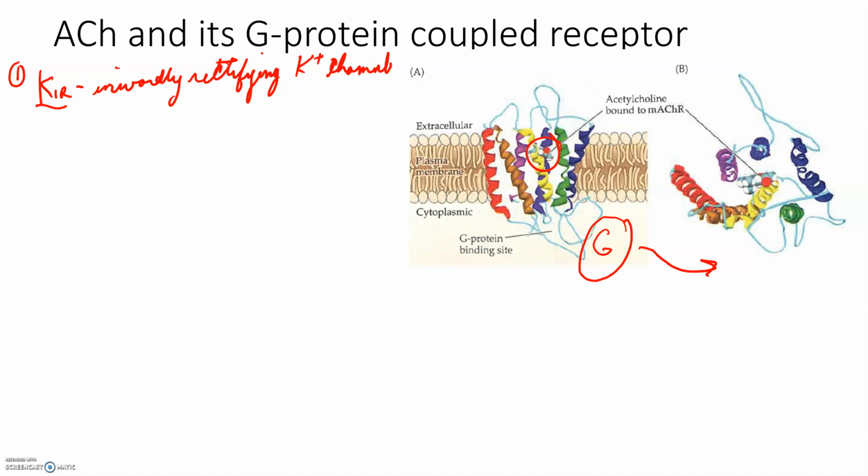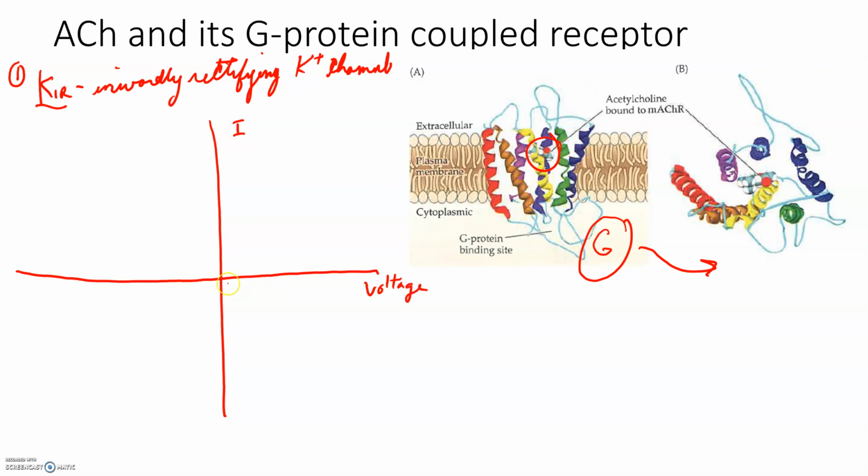I think the best way to do this would be to draw the relationship between current and voltage. So on this axis, I'll have my current represented with the letter I. And on this axis, I'll have my voltage, the voltage of the cell's membrane. Okay, so where they cross would be 0, minus 20, minus 40, minus 60, minus 80, minus 100, minus 120. Right, and on the other side, we'll have 0, 20, 40, 60, and so on, okay?